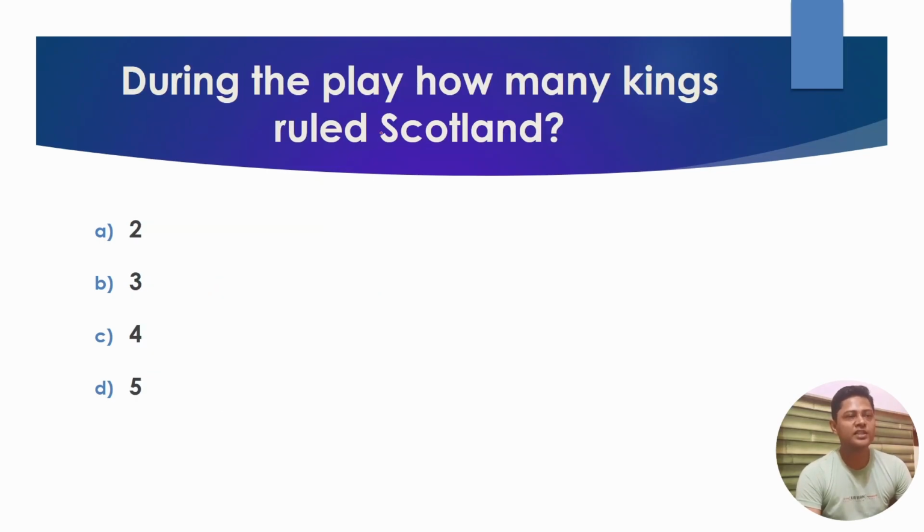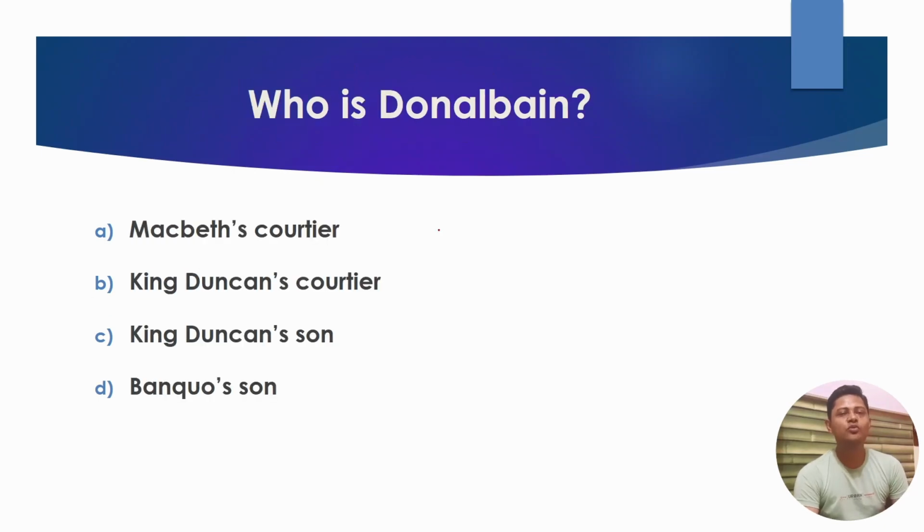Next question is, during the play, how many kings ruled Scotland? This is a tricky question. So first king was Duncan, second was Macbeth, and third was Malcolm, King Duncan's eldest son. So the correct answer is 3, option B. The next question is, who is Donalbain? This is a very easy question. The correct answer is King Duncan's son. He is brother of Malcolm.